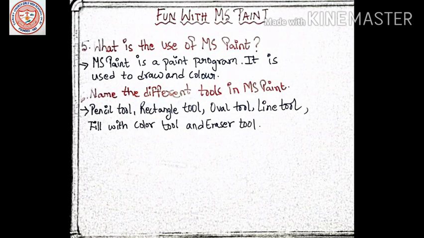Now number 5. What is the use of MS Paint? MS Paint is a paint program. It is used to draw and color.